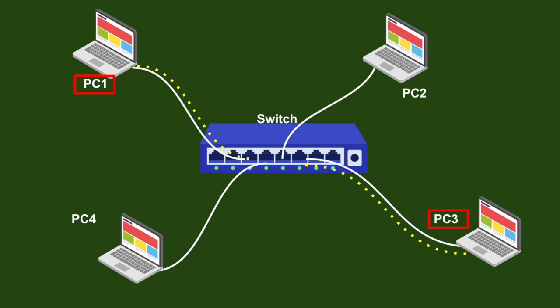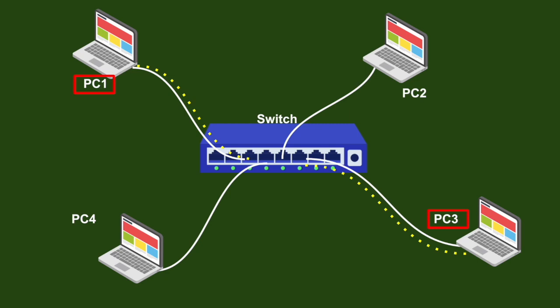Now, there is a procedure of how it actually learns where PC1, PC2, PC3, PC4 are in their respective ports. That procedure is called switch learning. We will take that in probably one of the other sessions, but do know that the switch has the capability to learn where the PCs are connected, and once it learns, it doesn't need to broadcast the messages.